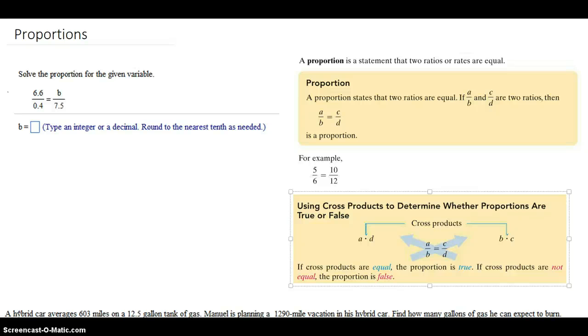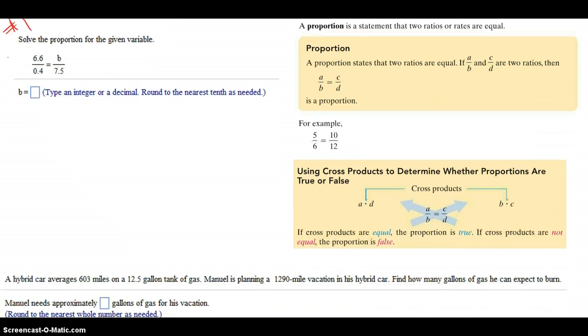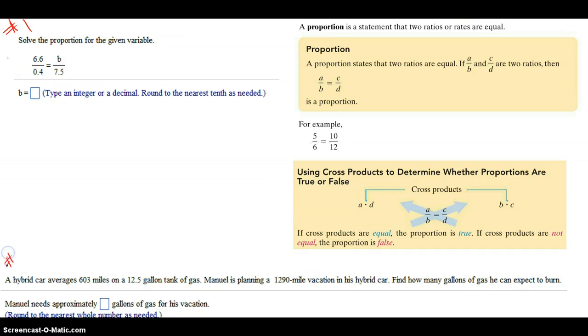Hello, in this video we're going to talk about proportions. And I'm going to work on two questions. My first question is solve the proportion, and the second question is down below. It's a word problem using proportions.